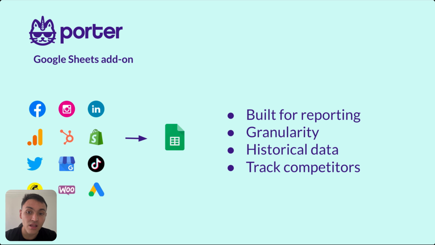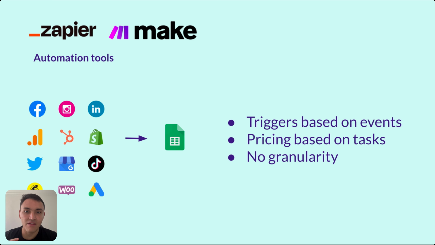Another important thing is that we have integrations to track our competitors. For instance, you want to track what your competitors on Instagram and Facebook are doing. We have tools for that, and that's something that Zapier or Make don't have enabled today.